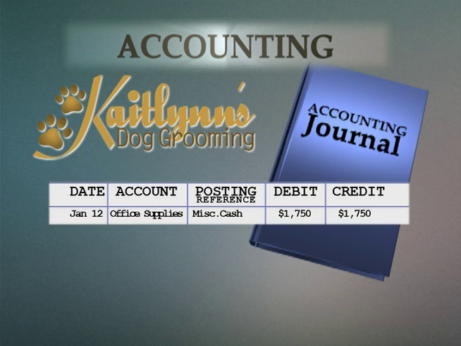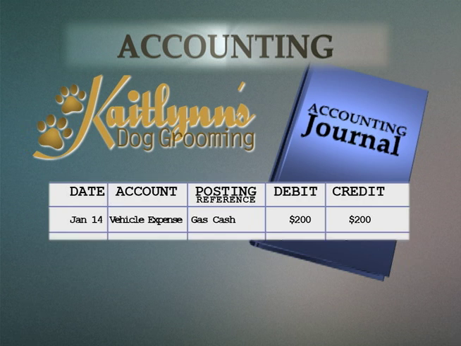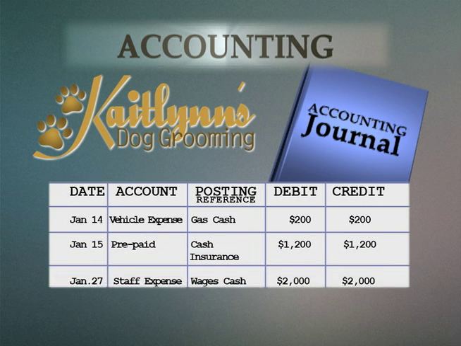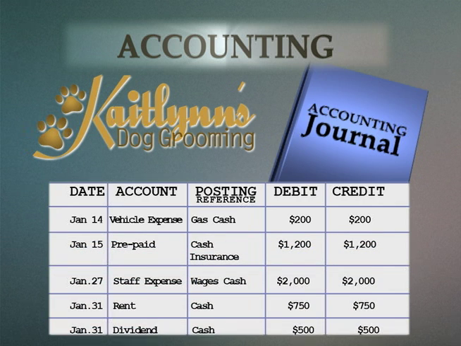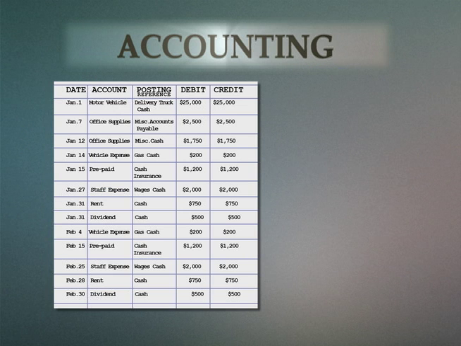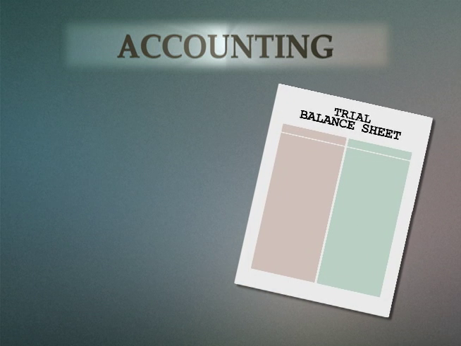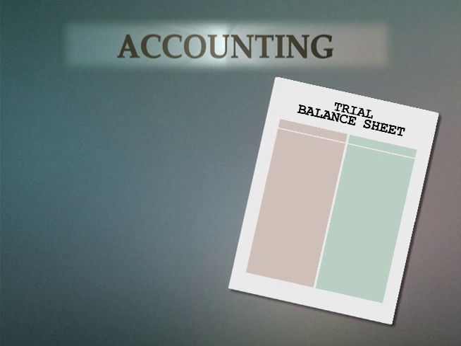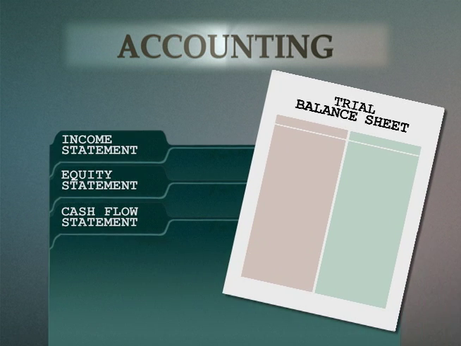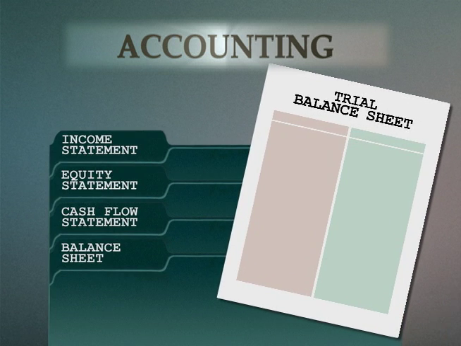On January 12th, the company paid $1,750 on account towards the office supplies purchased on January 7th. This will continue until all the journal entries for January are entered and transposed to the appropriate accounts. At the end of the month, the information gathered can be used to produce a trial balance. It is from the trial balance that these very important company financial statements will flow.